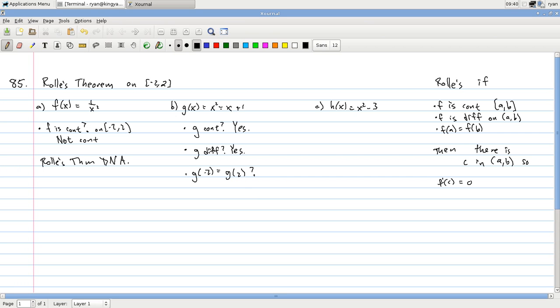We plug -2 into the function g of x, and this gives us 4 plus 2 plus 1. We plug +2, we have 4 minus 2 plus 1. And this says 7 is equal to 3, and this is not true. So since the third point in Rolle's theorem doesn't hold, we say that no, Rolle's theorem does not apply.